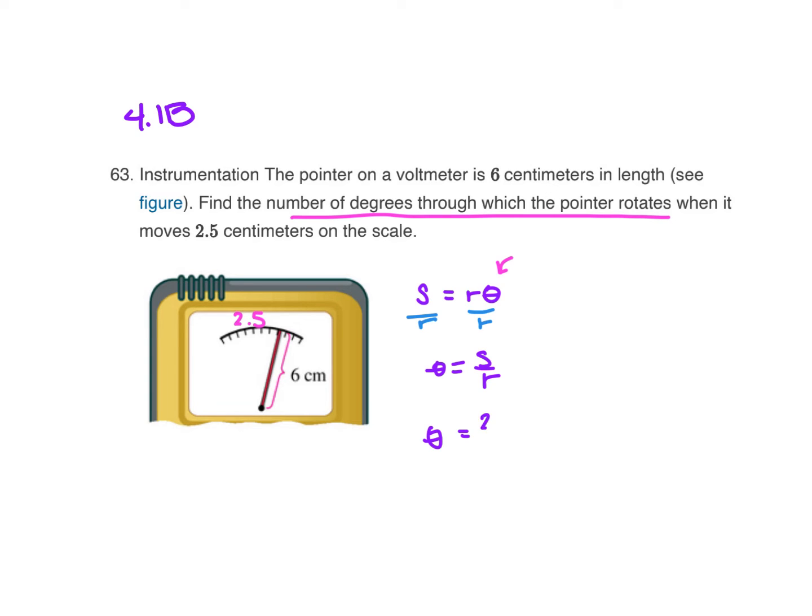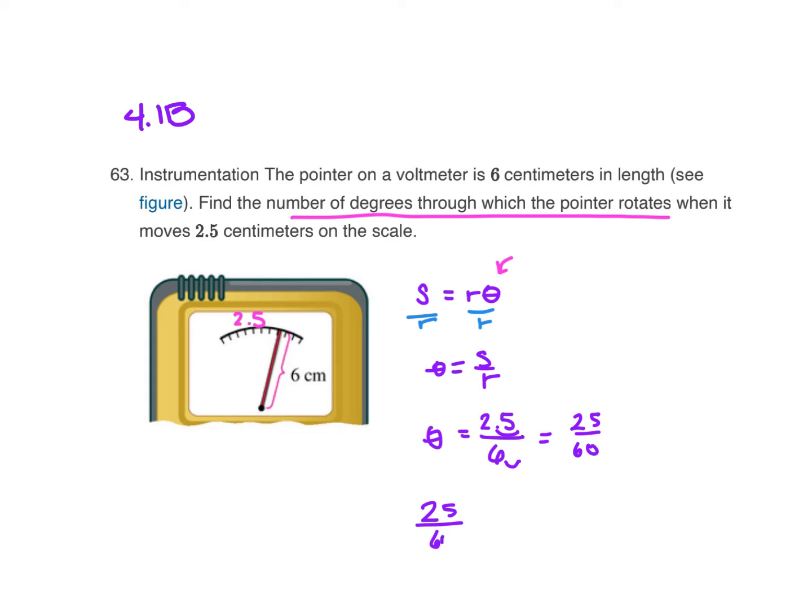S is 2.5 and the radius is 6. And so let me get rid of the decimal by moving the decimal place one spot to the right on both the numerator and denominator. And I'm going to leave that as 25 over 60 for now. That's our theta. But let's go ahead and change it to degrees.